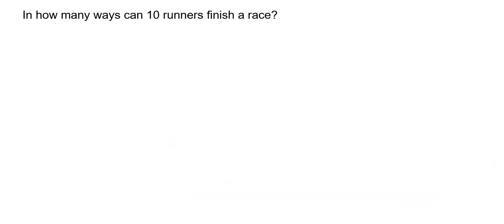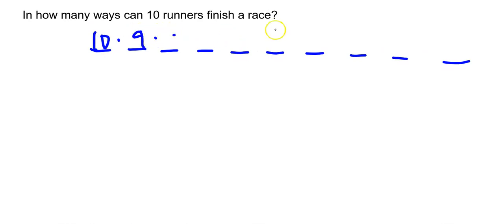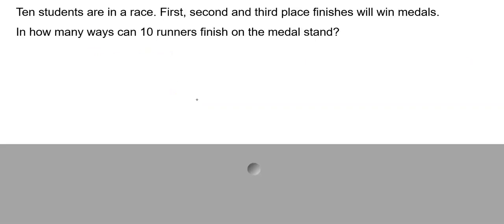So here, let's do it the factorial way. There are 10 runners in a race. How many different ways can they finish? You could make 1, 2, 3, 4, 5, 6, 7, 8, 9, 10 slots, 10 times 9 times 8, etc. Or just type in your calculator 10 factorial and you get the answer very, very quickly. So that would be the answer, whatever that is, when you type it in your calculator.